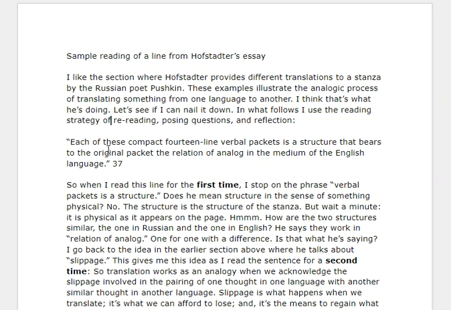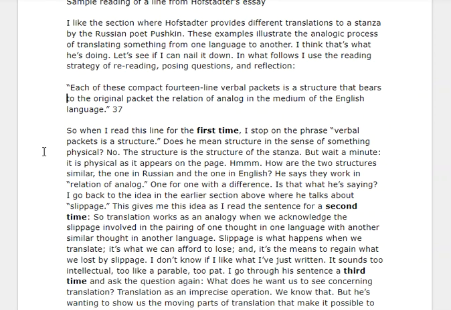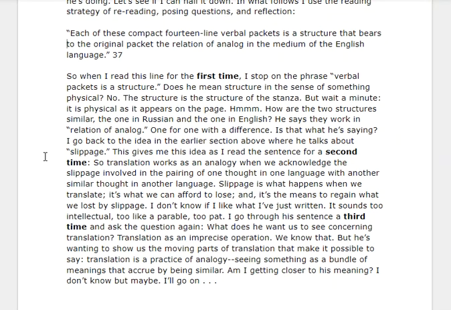So I quote the line from Hofstadter, and then I'm not going to read this. You read this for yourself, but note that I go through it 3 times. So I say, when I read this line for the first time, blah, blah, blah. And then when I come back and I read it for the second time, and finally for the third time. And then I go on to the next selection that I want to read.